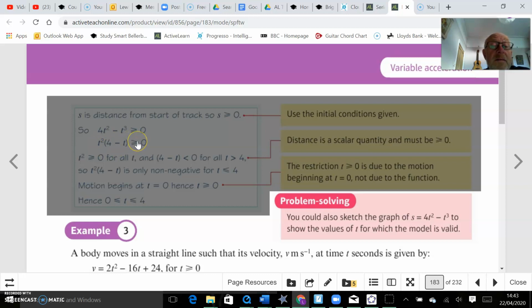Well, the distance from the start is greater than 0 because it's a distance. Distance is a scalar quantity, as it says here, so it must be greater than 0. It's essentially the magnitude of a displacement. Distances are always positive. So if that's got to be greater than 0, t has got to be less than 4. And obviously t is greater than 0.